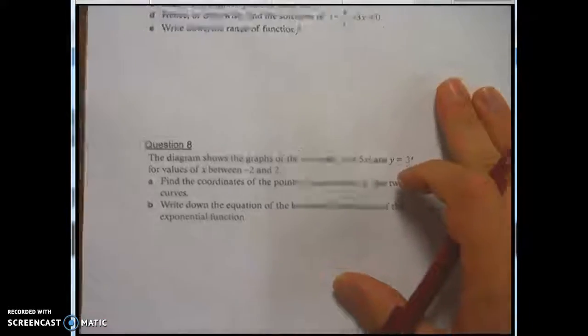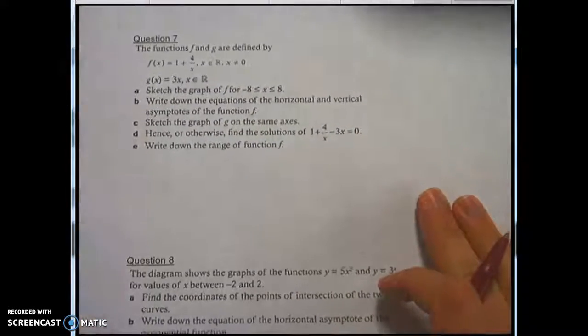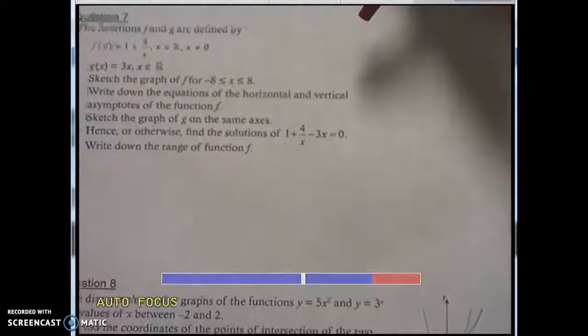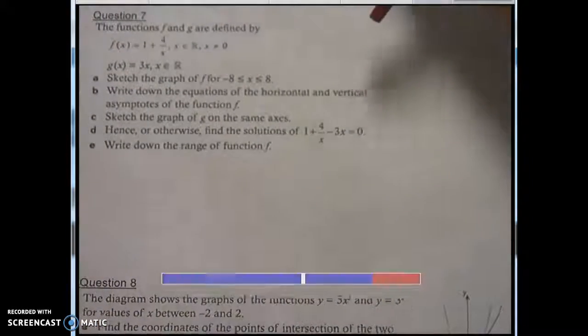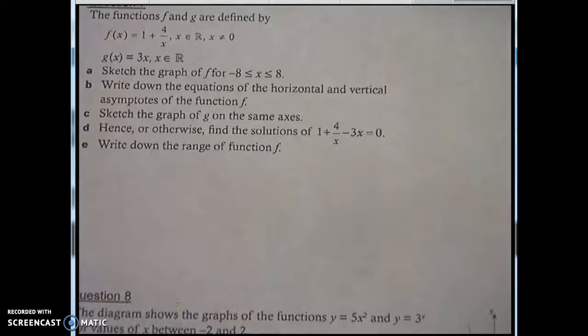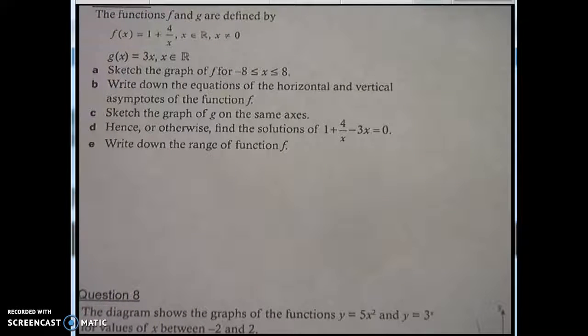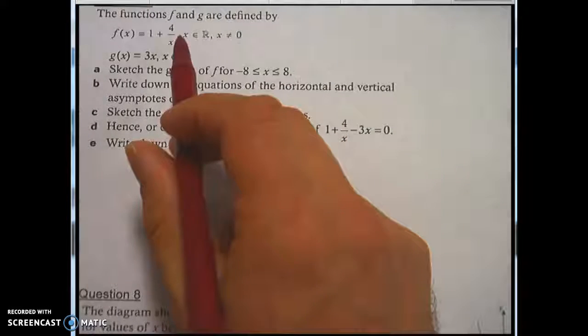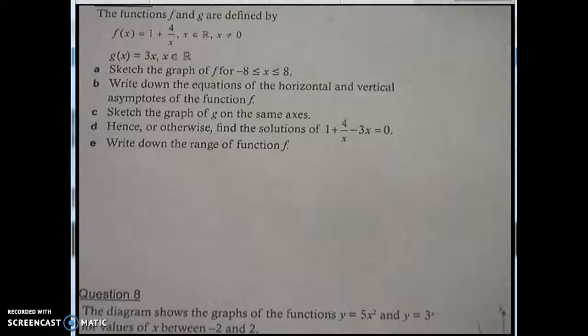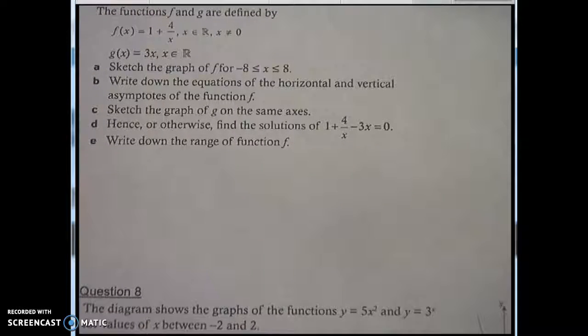All right, I want to talk about number 7 next, where we actually have to draw a graph. That one was interpreting the graph. Next one we're going to draw a sketch of a graph. Number 7 here. The functions f and g are defined by f of x equals 1 plus 4 over x, where x is a real number not equal to 0, because it's rational, so 0 is not in the domain, because you cannot divide by 0. And g of x equals 3x, where x is a real number. Sketch the graph from -8 to +8.